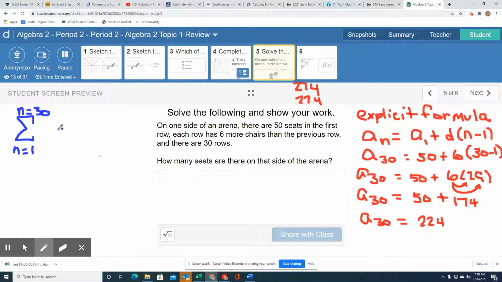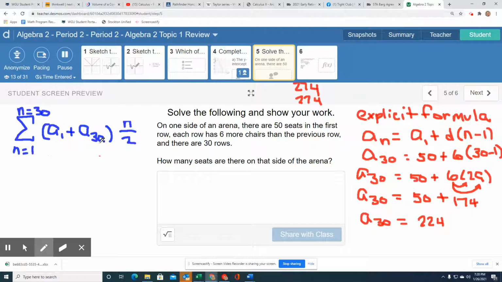Okay, the formula we're going to use is, as I showed you, if we added the number of seats in row 1 and the number of seats in row 30, we get 274. And if we did that along the whole way, row 2, row 29, row 3, row 28, we get 274 every time. So what it looks like is this. A1 plus A30. And then we're going to multiply that by n, which happens to be 30 in this case, divided by 2.